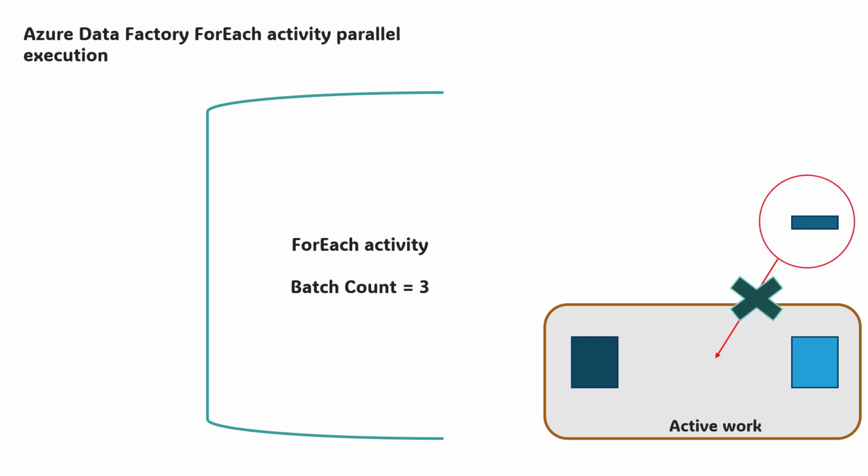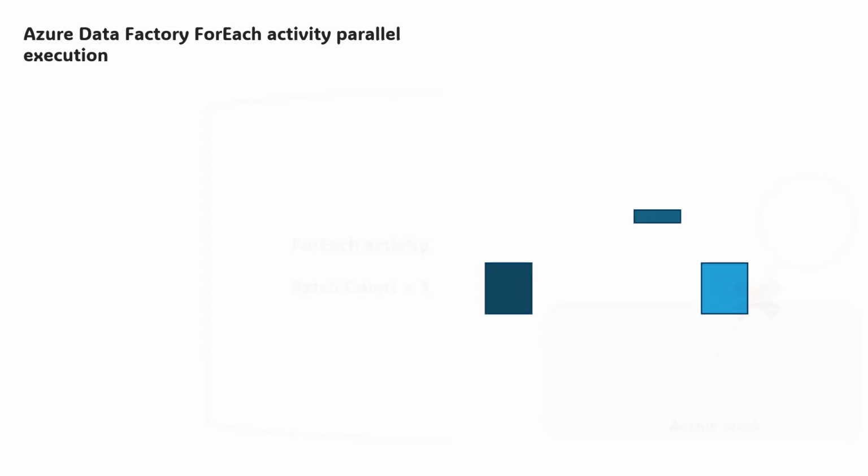This is because for each activities do not rebalance the work in the internal queues once the execution has started. So that last activity stays in the third queue and waits to be executed until the work that came before it is done.